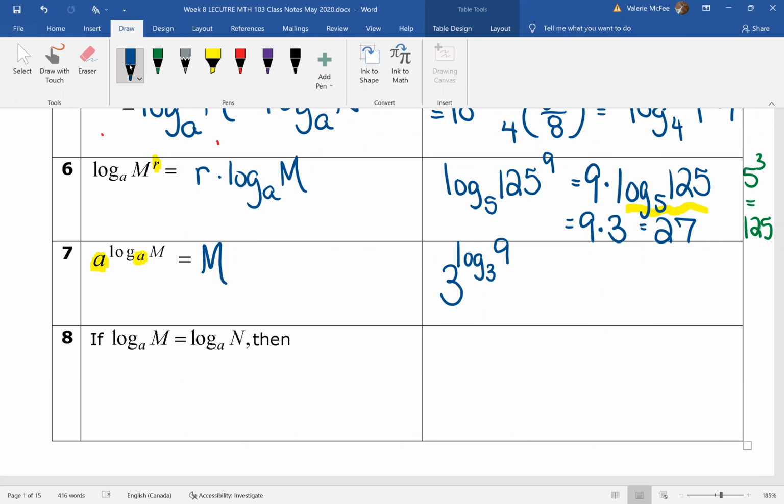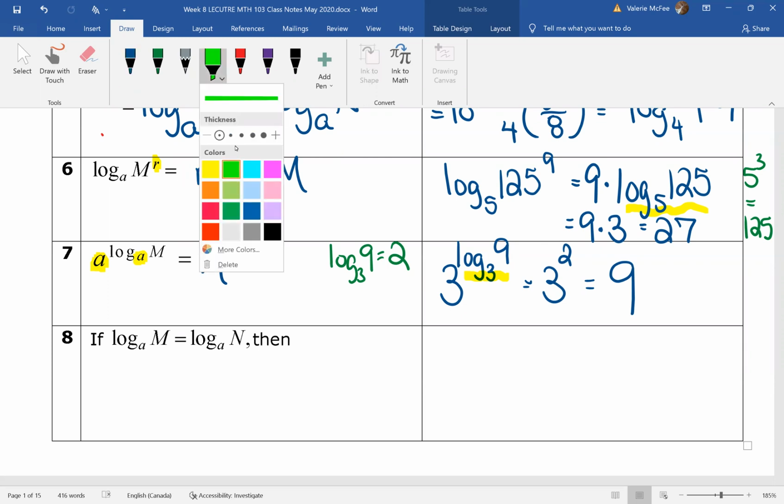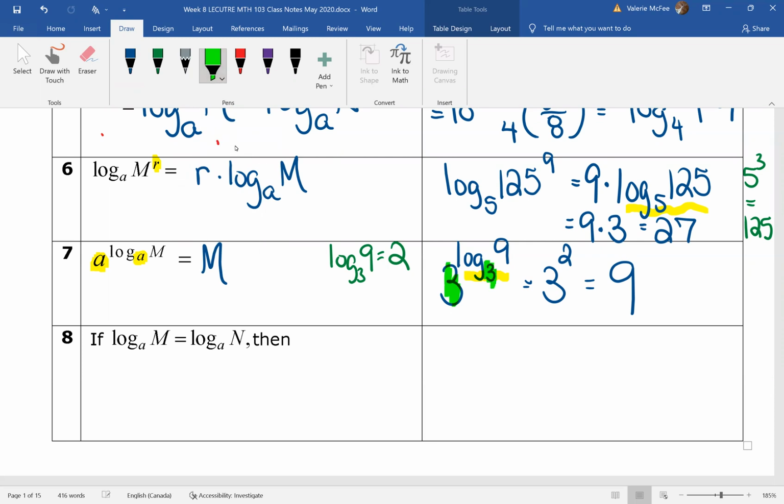I think this one is best illustrated using a logarithm we can evaluate. Log base 3 of 9. Do you know what that equals? Think about the question. 3 to what power equals 9? 3 to the power of 2 equals 9. So we know that log base 3 of 9 equals 2. That means this question is 3 squared. But we already knew that it would equal 9 because our property says when the base is the same as the base here, the answer is m.